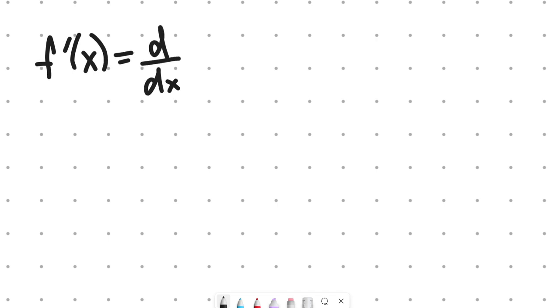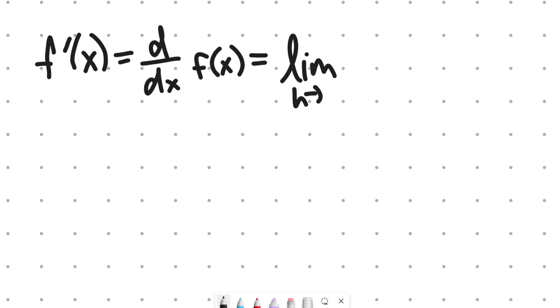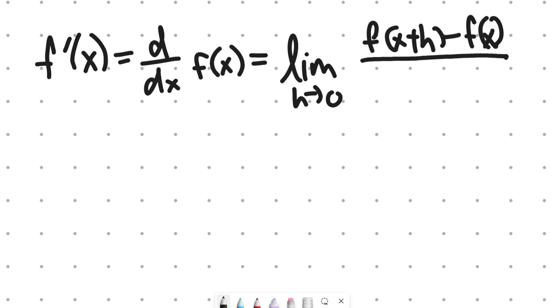We all know that the limit definition of a derivative f prime of x is the same thing as d divided by dx of f of x, which is also the same thing as the limit as h approaches 0 of f of x plus h minus f of x and the whole thing over h. Now, since we have this limit definition, let's use it in order to prove the formula. So let's plug cosine of x into the function.